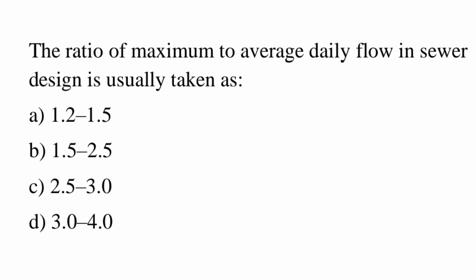Next question, the ratio of maximum to average daily flow in the sewer design is usually taken as option A 1.2 to 1.5, option B 1.5 to 2.5, option C 2.5 to 3.0, option D 3.0 to 4.0. So the peak factor accounts for the variation in the daily sewage discharge. So the correct answer is option C, 2.5 to 3.